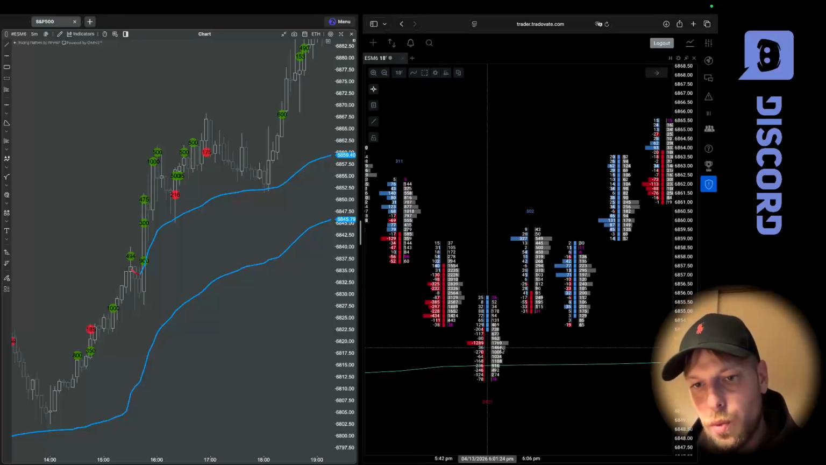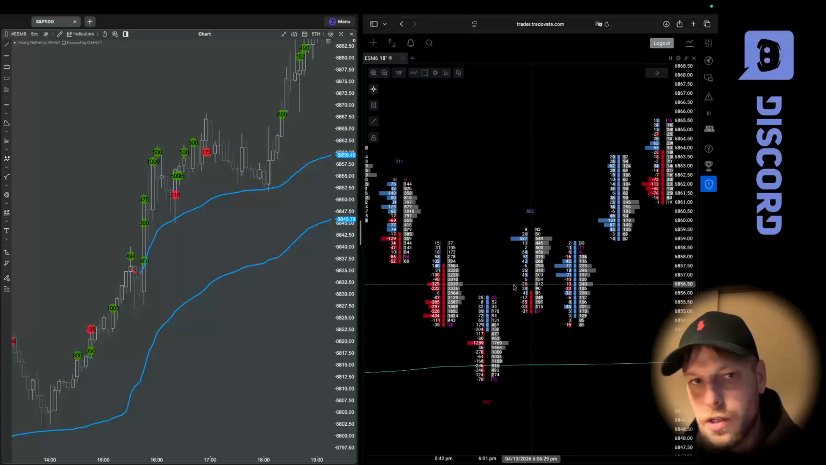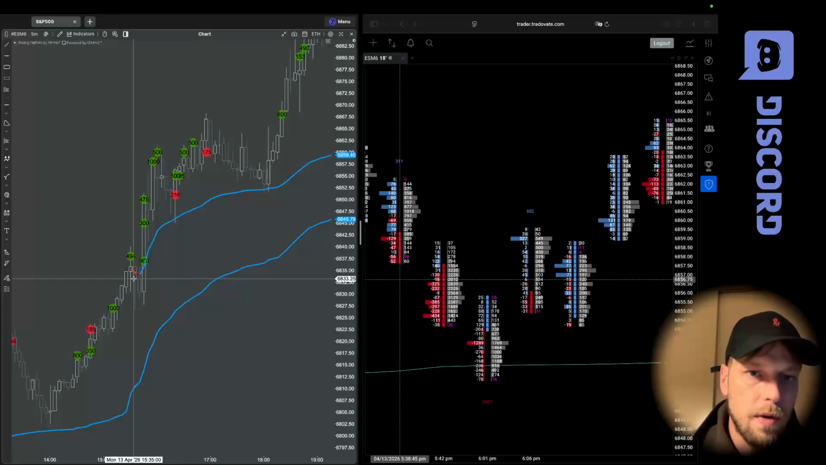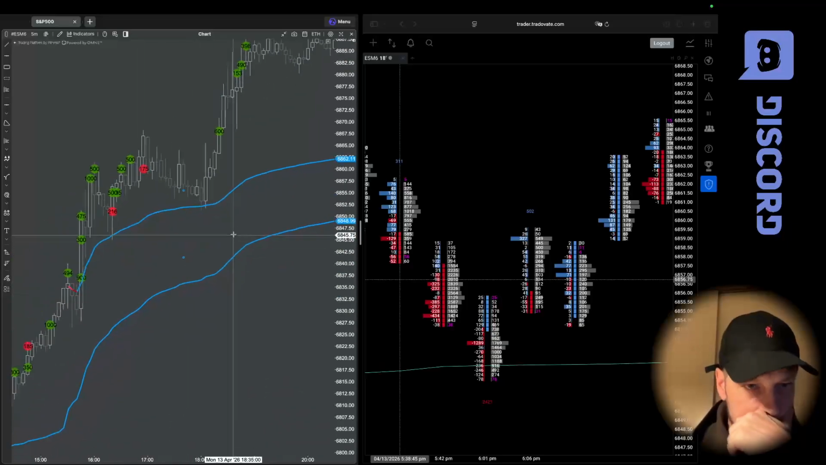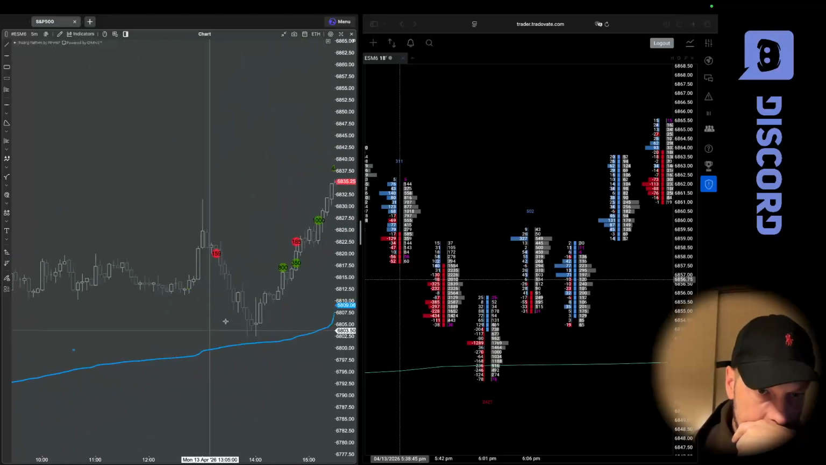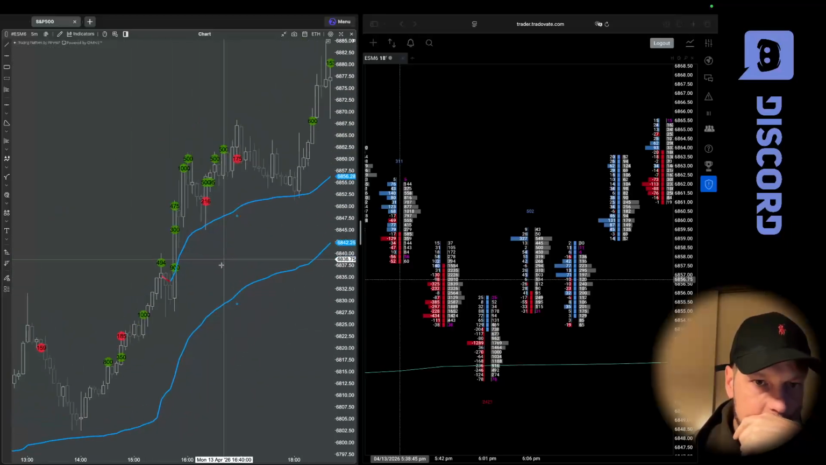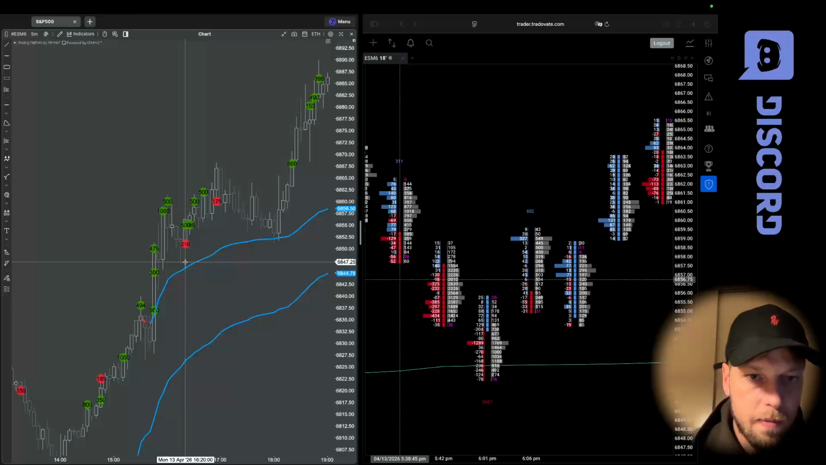We went below it, we have a huge outlier. This is a significant outlier, and we go up. So this is a very good reason to go long. Let's see, how about this one? Let's check this one.